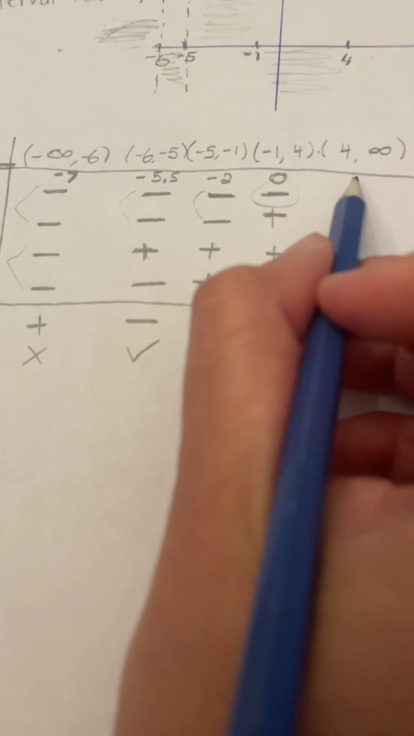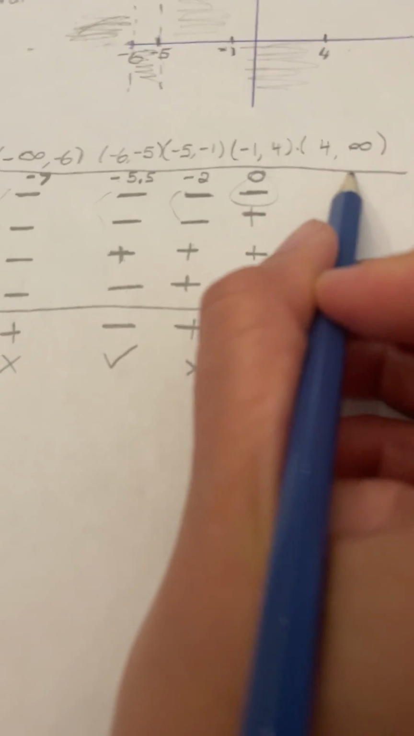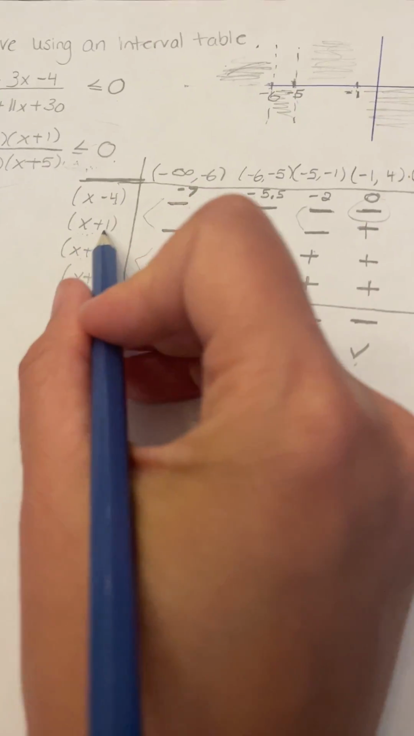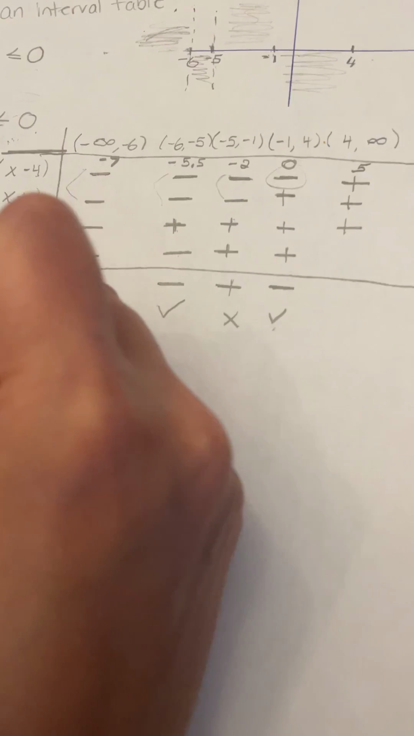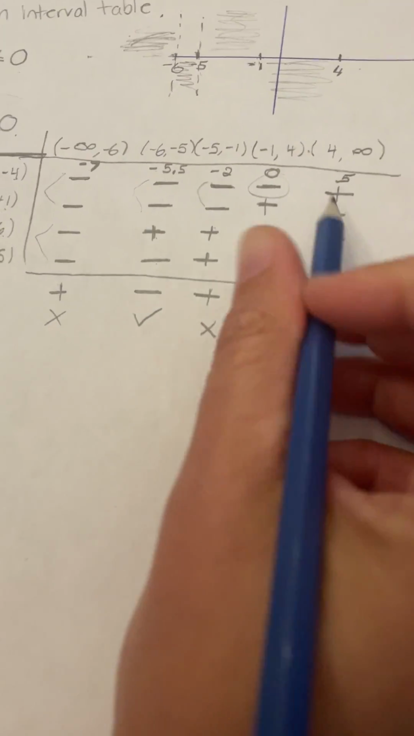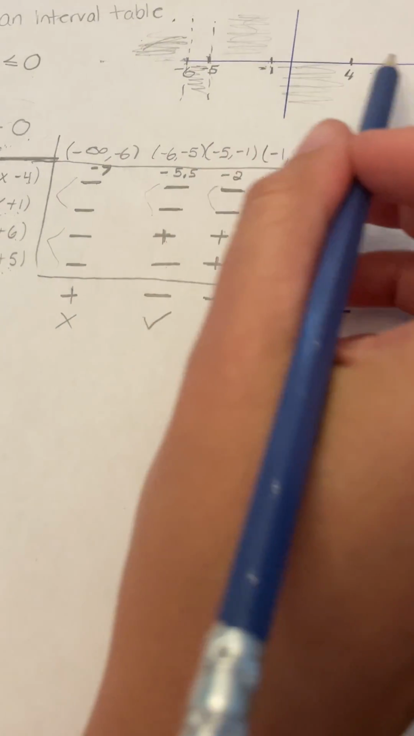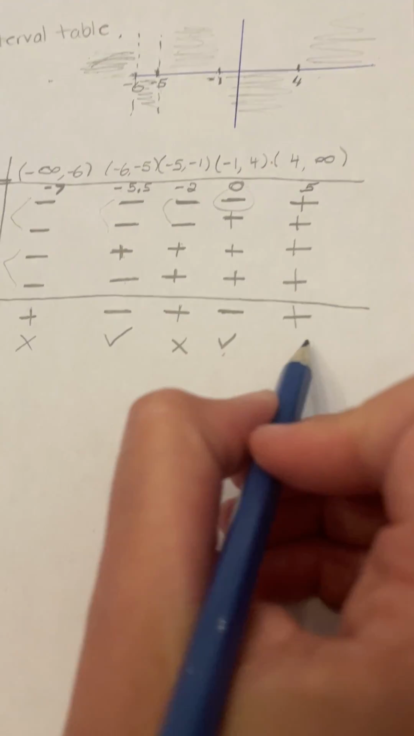And we got one more, in between 4 and infinity. So let's pick 5. 5 minus 4 is 1, positive. 5 plus 1 is 6, positive. 5 plus 6 is 11, positive. 5 plus 5 is 10, positive. These are all positives, which means it's going to be above the x-axis somewhere. I don't want that one. I want below the x-axis.